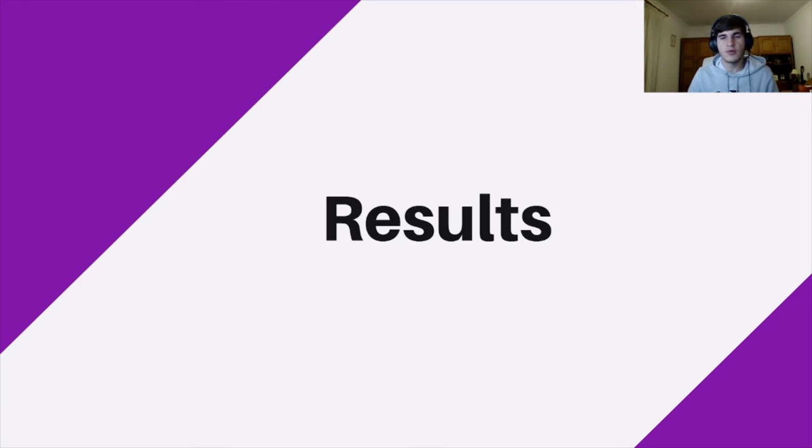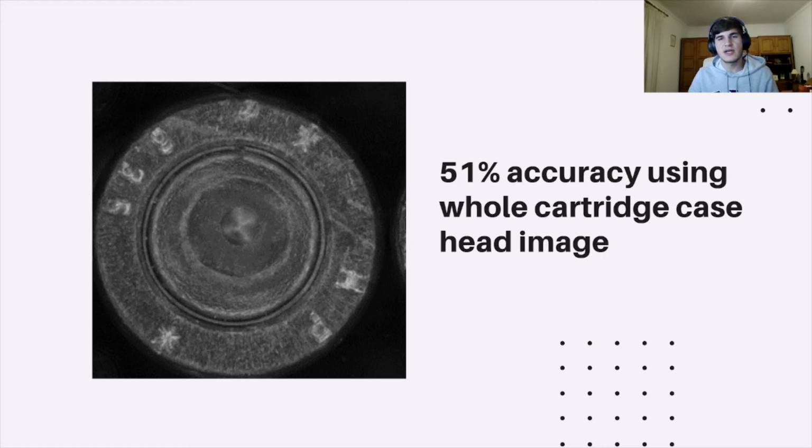Up until now, we've gotten some results regarding this Siamese neural network. If we use the whole cartridge case head image, so all the information we have on a single cartridge, we got a 51% accuracy, which, considering the classification is binary, is not a great result, because it's almost as if it's arbitrary. You just say 1 or 0, and 50% of the time it gets it right.